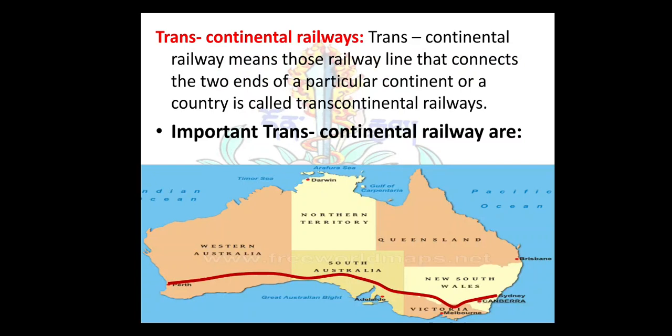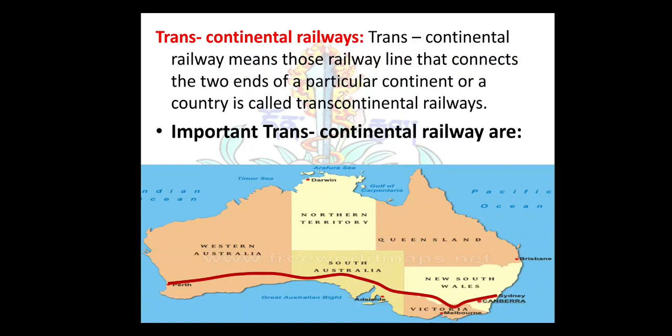From roadways we discussed the highways. Same as in railways, we are going to discuss only transcontinentals. Transcontinental means those railway lines which connect the two end points of a particular country or a continent. Generally transcontinental railways cover very long distance railway lines. Long distance railway lines or tracks are also called transcontinental railways.